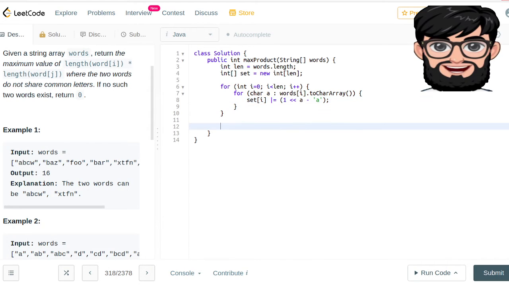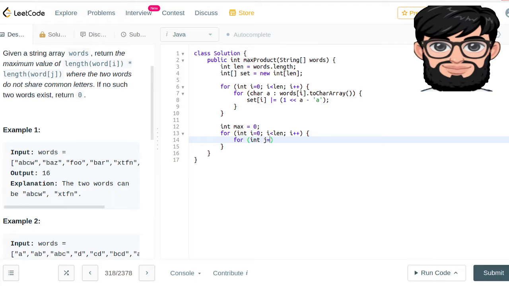Okay. So once we have that, we are going to say int max is equal to 0, as we are looking for the maximum product. We're going to iterate through all the strings. So for that, i is equal to 0, i is less than length, i plus plus. And then for j equals 0, j is less than length, j plus plus.